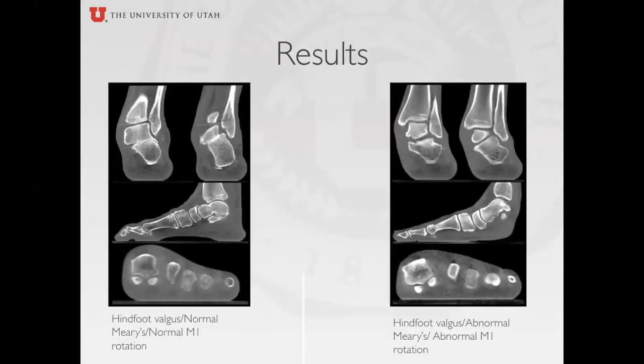And this is shown right here with the person on the left having hindfoot valgus, a normal Meary's angle, and normal first metatarsal rotation. And then the person on the right having hindfoot valgus and an abnormal Meary's angle and abnormal first metatarsal rotation. It's unclear what's causing these two different groups within the hindfoot valgus group. One of the theories we had was that there's clearly some sort of accommodation occurring through either the Chopart joints, the TN and the CC joints, or further on in the midfoot, where if you have an abnormal Meary's angle, that's being carried over to the forefoot, and if you have a normal Meary's angle, that's clearly not being carried over.